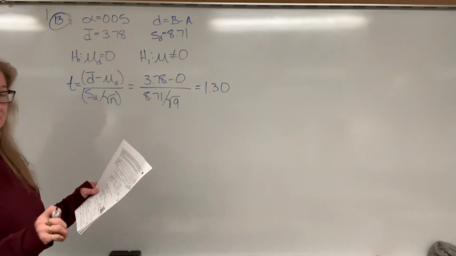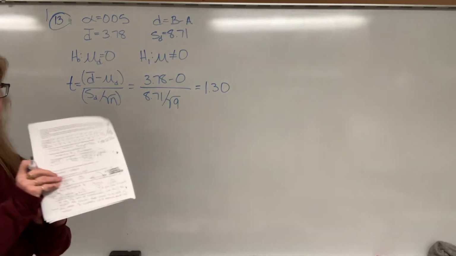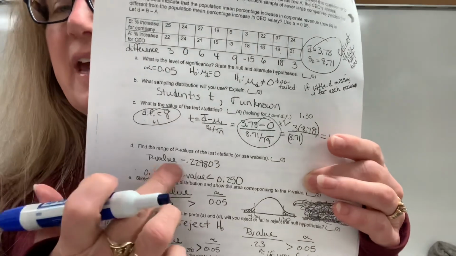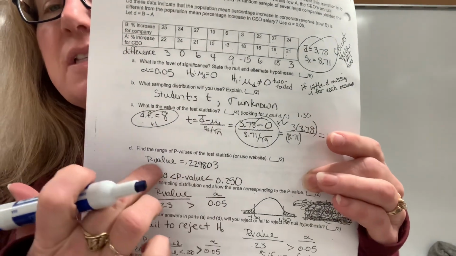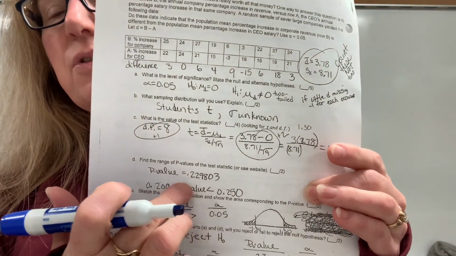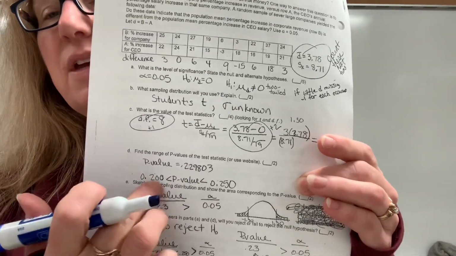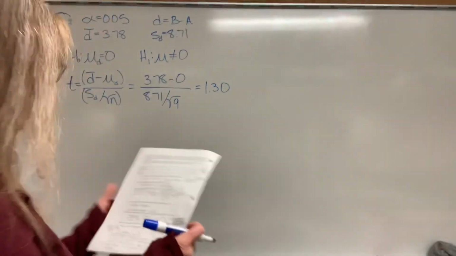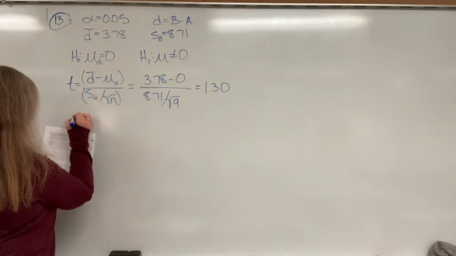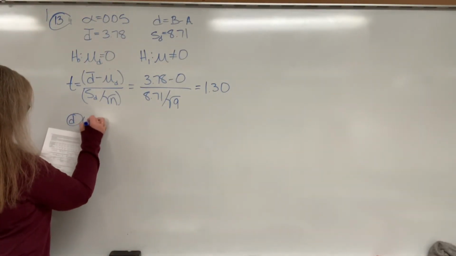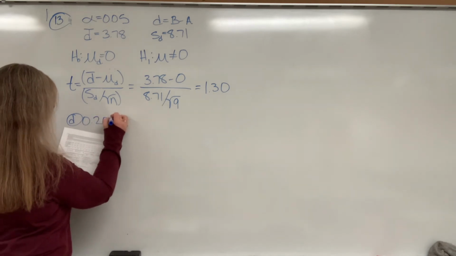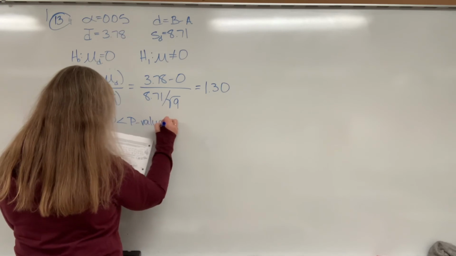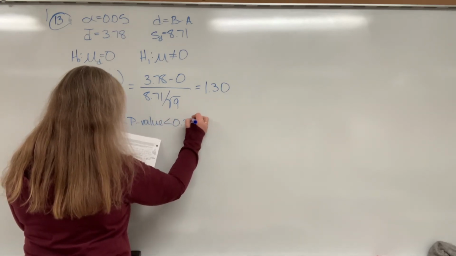Then I go to my t-chart and I look up a p-value. Now you'll notice on the answer key, there's an exact p-value that you do not have to do. Some students like to use their calculator or Excel, or there's a website. You will typically give me this range of values. That's all you're going to give me. So for part D, it's 0.200 less than p-value, which is less than 0.250.